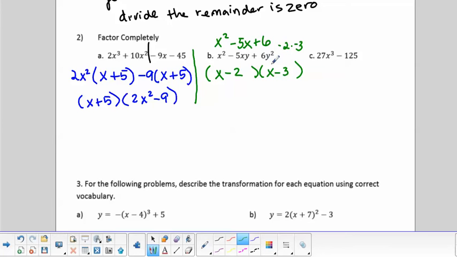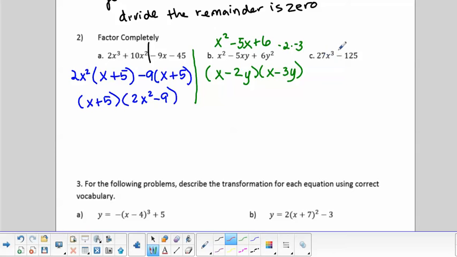But I need something to give me this y squared at the end. So if I were to put a y here and a y here, now I see negative 2y times negative 3y gives me positive 6y squared. And let's check and see if the middle term works out too. If I multiply these two, I get negative 2xy, and if I multiply these two, I get negative 3xy, which together makes the negative 5xy, so we figured that one out.